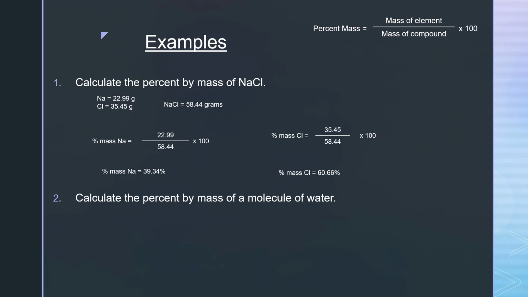In the second example, what I suggest you do is pause the video, and that way you can try to solve it by yourself. I'm going to go ahead and go through it, but again, make sure you pause the video and try working on this example by yourself.